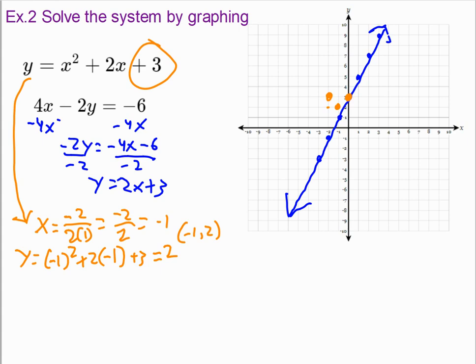This equation is not going to have any real roots. So I'm not going to worry about that, but I do need to find another point. I'm going to plug in 1. So y equals 1 squared plus 2 times 1 plus 3. That's 1 plus 2 plus 3. That's 6. So I can go to 1, 6. I can also go to negative 3, 6. And I can draw in my parabola here.